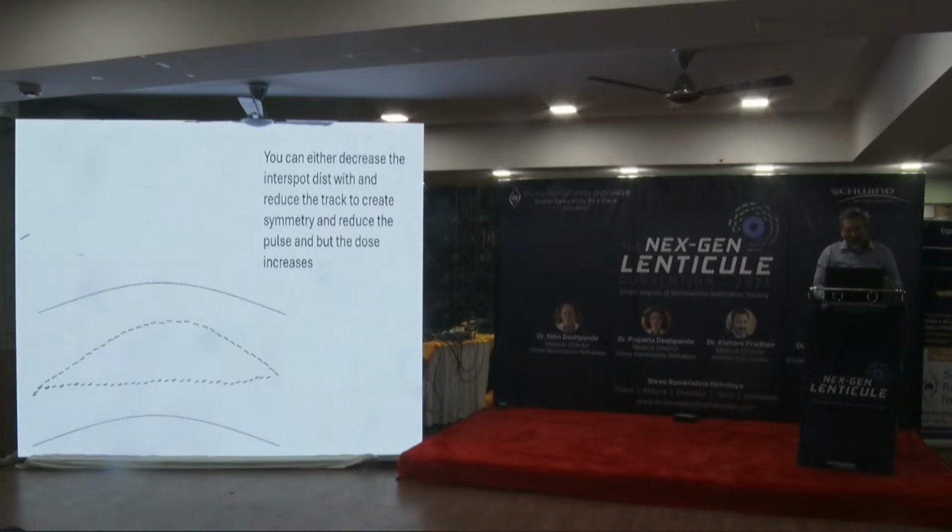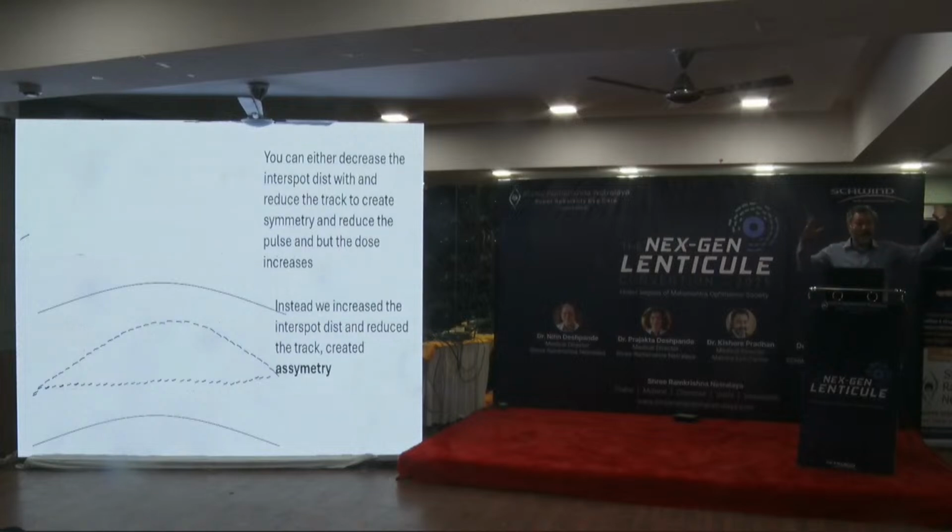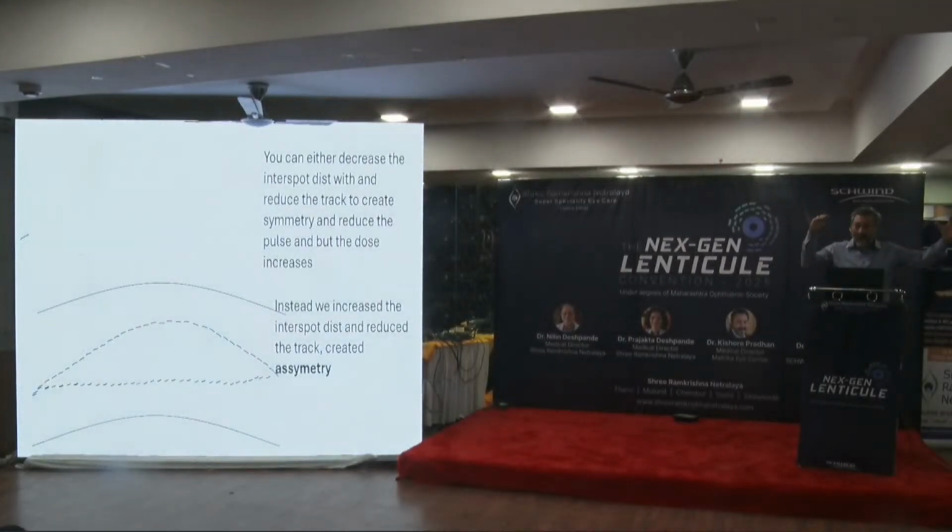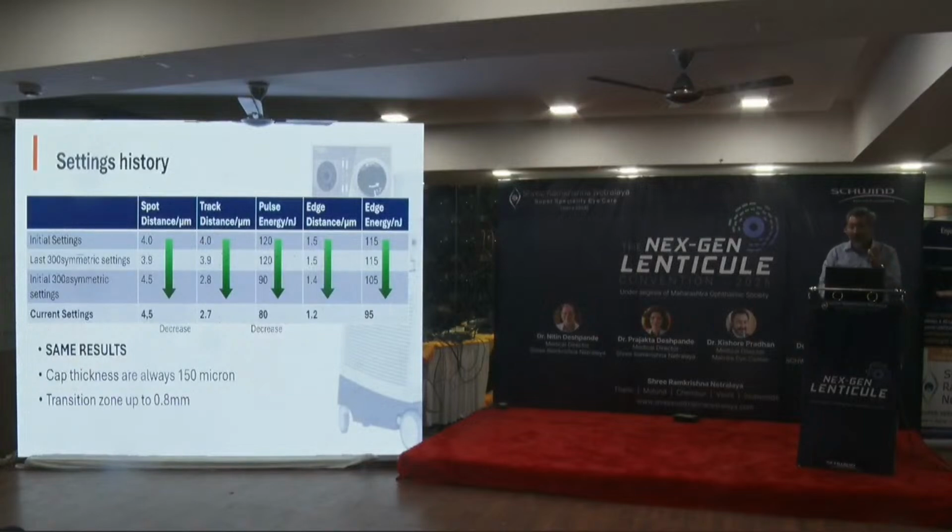So this is what I said. Instead, what we did, we increased the interspot distance. Reduce the pulse energy, and we reduce the track distance. So in between the pulses, in the spots, another two spots could fit in. So we reduce the track, increase the interspot distance, and the dissection was easy, and the total dose is also very, very little. So now it became an asymmetric treatment. Your spot distance and your track distance, they're asymmetric, they're not symmetric. Okay? So this is what I'm trying to show you now.